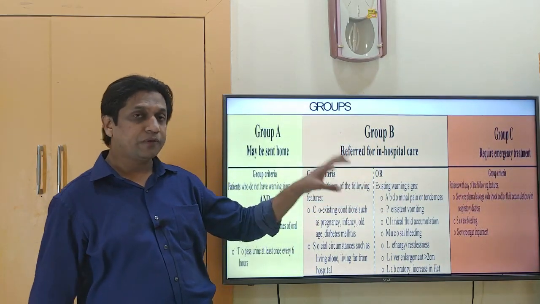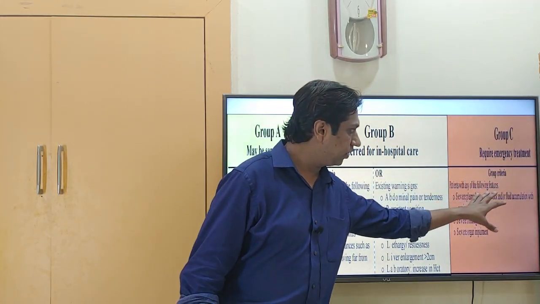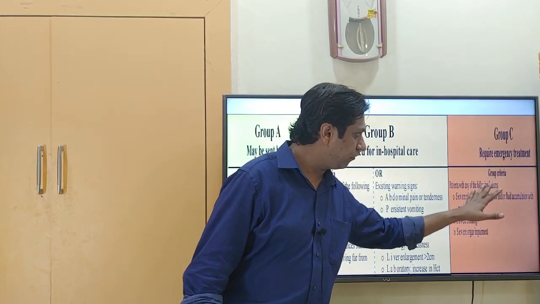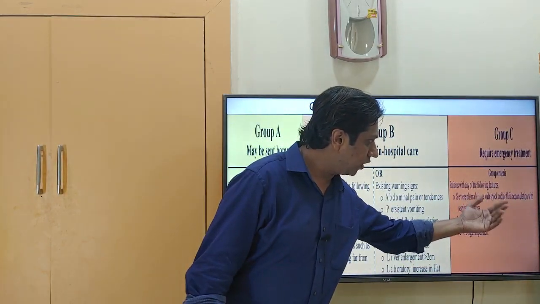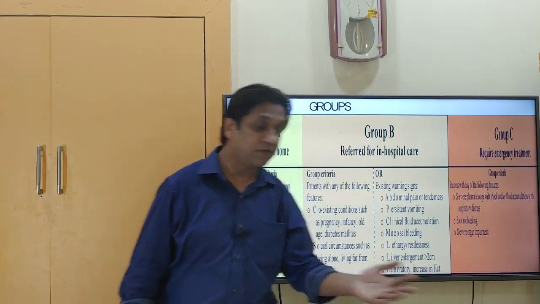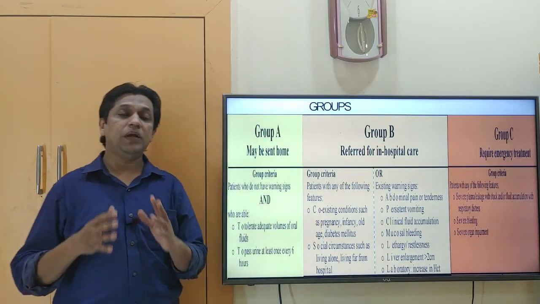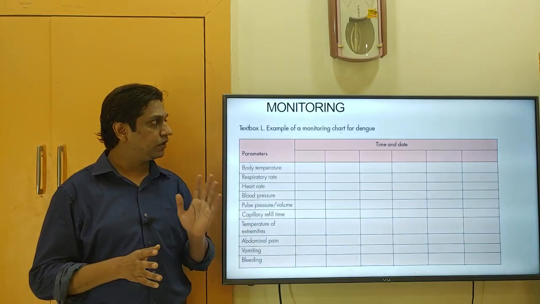And finally the Group C patients, that is, they require emergency treatment. So patients with any of the following: severe plasma leakage signs, organ failure, severe bleeding and severe organ impairment. For them immediate ICU treatment is required. They come under Group C.